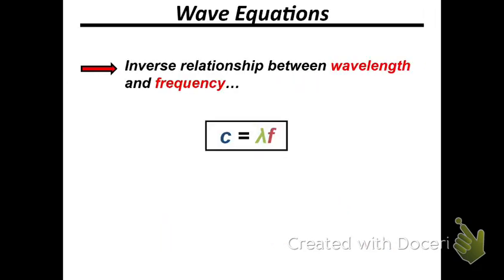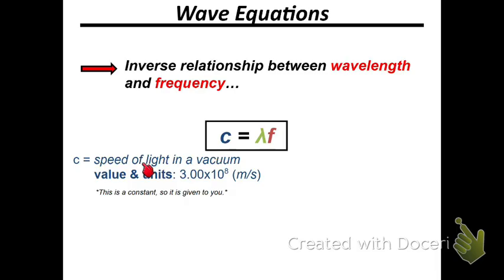So we know that there is an inverse relationship between wavelength and frequency. That means that as one variable, like wavelength, increases, the other variable, like frequency, decreases. They do the opposite. This right here is the wavelength formula: c equals lambda f. Let's label what each of these variables means.